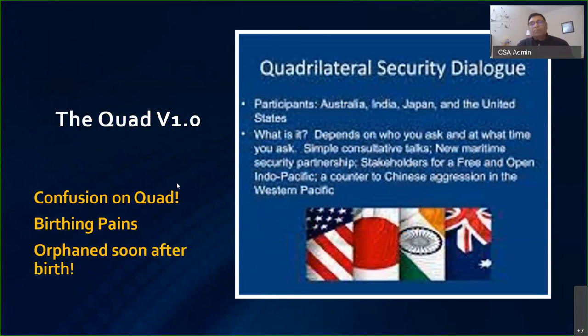So part one was full of confusion. Nobody knew what it meant, whether it was a humanitarian assistance and disaster relief group, whether it was an economic grouping, whether it was a security partnership. There were a lot of birthing pains because it arose in an emergency situation, and soon after its birth, it was orphaned.